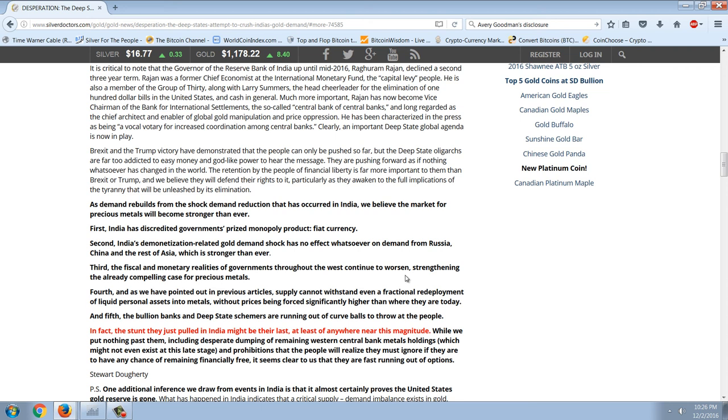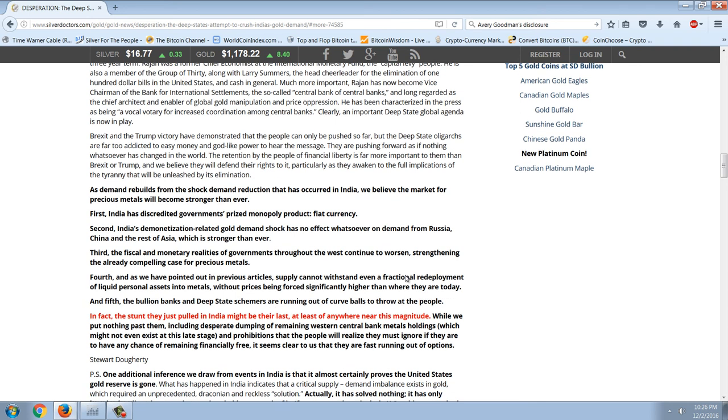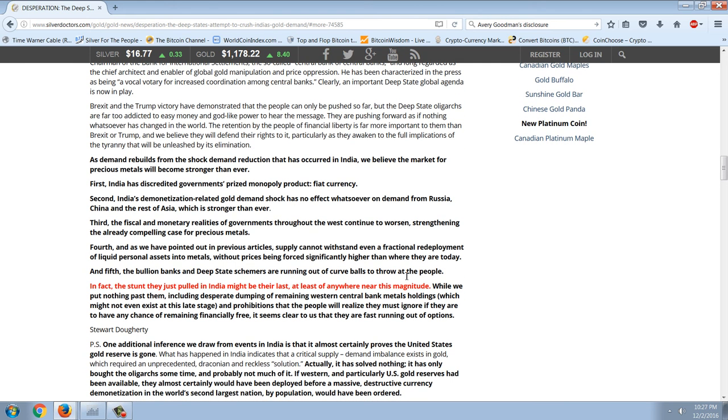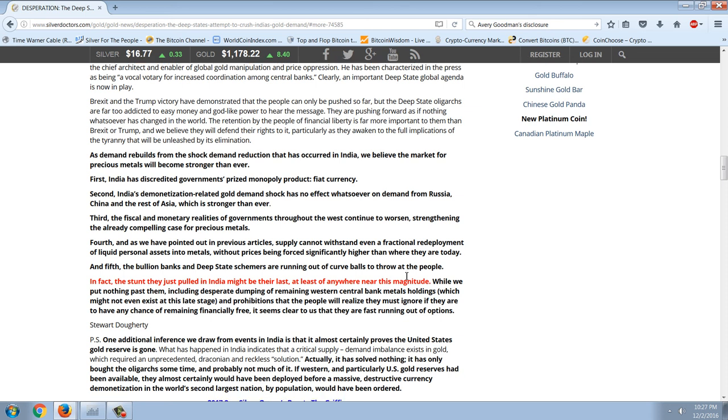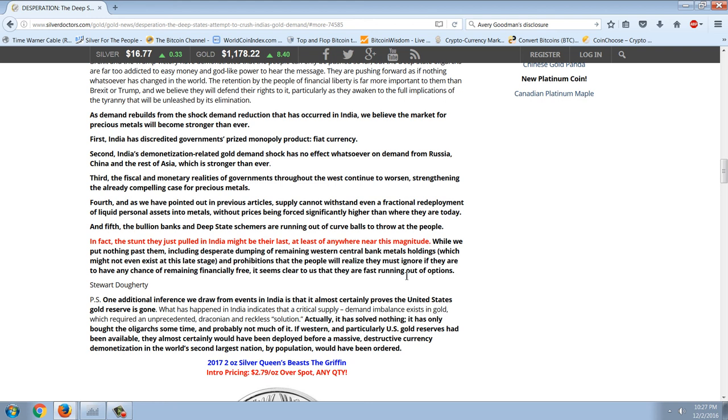Brexit and the Trump victory have demonstrated that the people can only be pushed so far, but the deep state oligarchs are far too addicted to easy money and godlike power to hear the message. They're pushing forward as if nothing whatsoever has changed in the world. The retention by the people of financial liberty is far more important to them than Brexit or Trump, and we believe they will defend their rights to it, particularly as they awaken to the full implications of the tyranny that will be unleashed by its elimination.